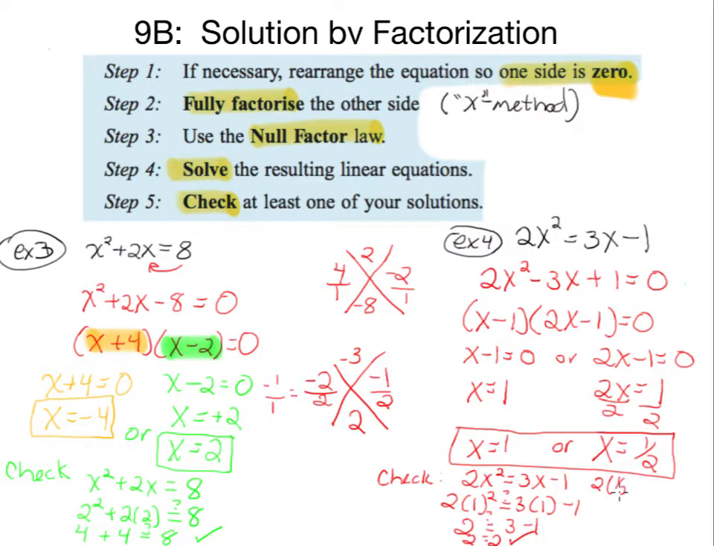Now, what if you chose the other one? This is the reason it doesn't matter which one you choose, but you can choose either one and check and see if it works out. Let's say I chose the 1/2 and I checked it. I would end up that 1/2 is equal to 1/2, so it does check out.